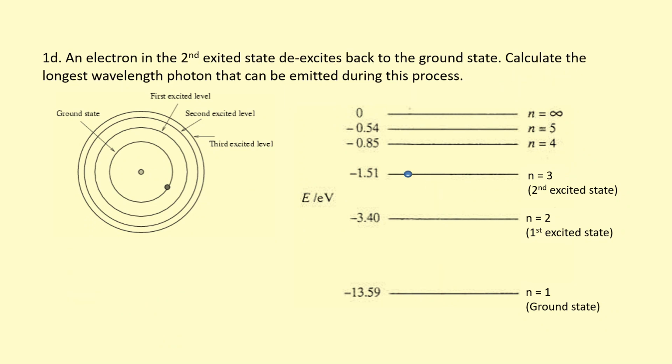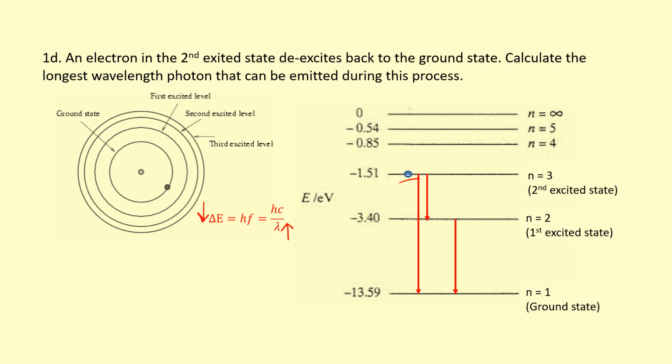Okay, an electron in its second excited state, basically n equals 3, de-excites back to the ground state. Calculate the longest wavelength photon that can be emitted during this process. So there are 3 possible ways it can come down. Just using the same method I drew before, these are all the possible transitions. And using the energy of photon equation here, we want to find the photon with the longest wavelength. That actually means the smallest energy gap.